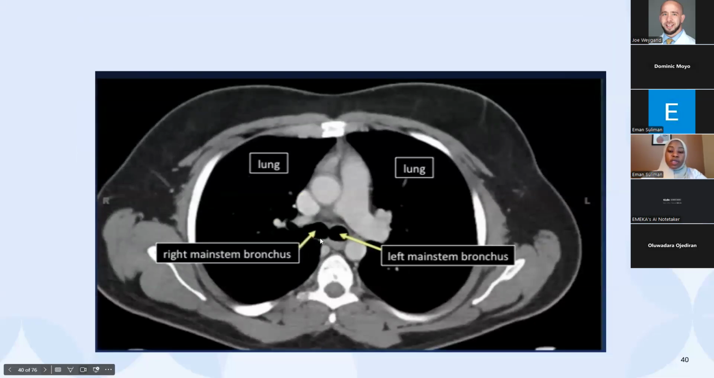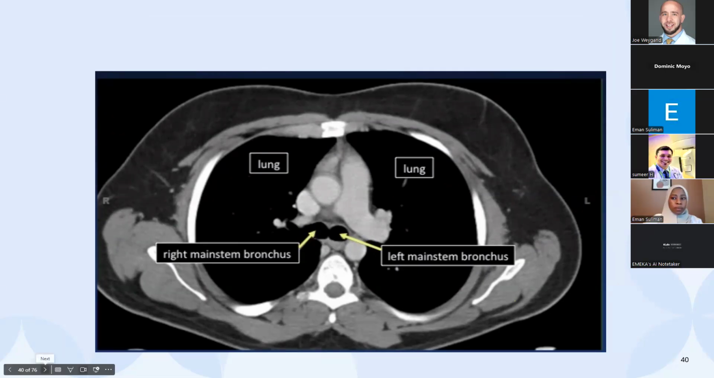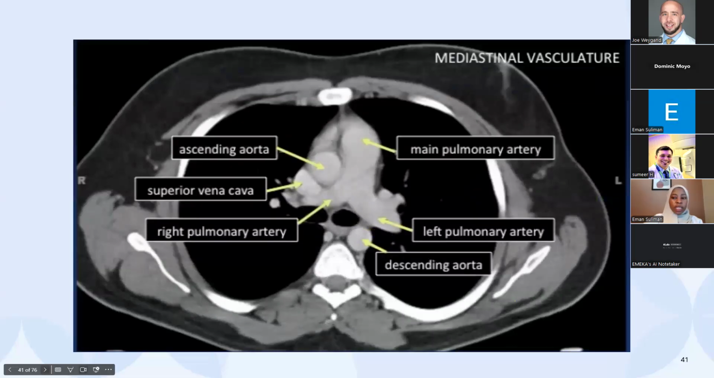Yes, at this level, the trachea has bifurcated into two main bronchi. I would say this is the level of T4, called the carina. It bifurcates into two parts, the left main stem and the right main stem. And by the way, this is the left side, and this is the right side. Is there any question? Okay.